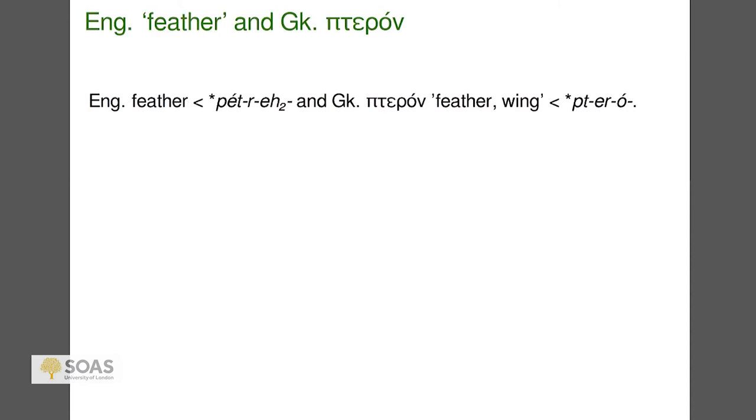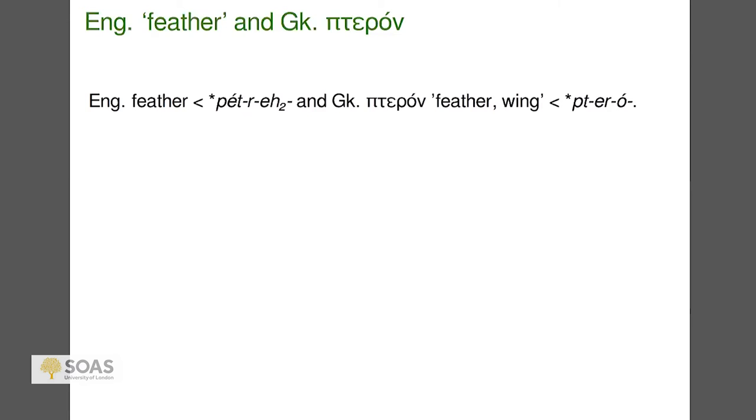So we're looking at feather in English and pteron, which means wing more than feather, but means feather and wing in Greek. And I assume most people probably know the word, but it comes up in English words like helicopter, which is a wheel-like wing, and a pterodactyl is a dinosaur with wing fingers. So the Greek word comes up in English as well.